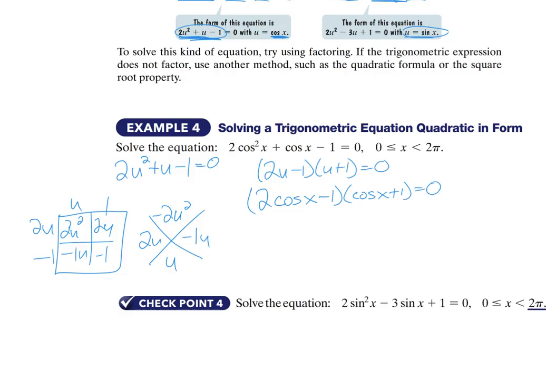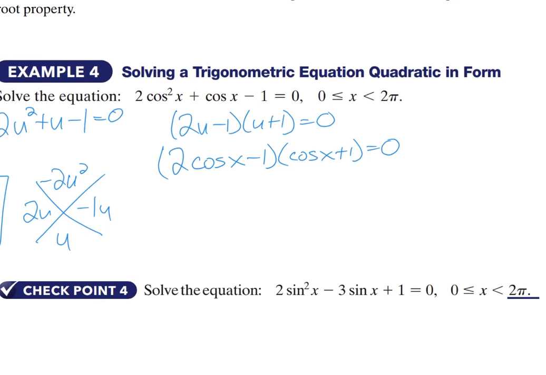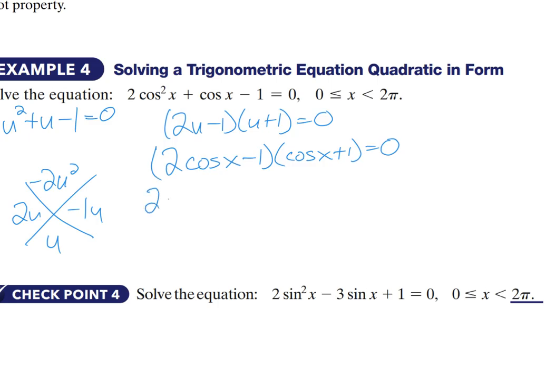Now I'm going to set each of these factors equal to 0. So I've got 2 cosine of x minus 1 equals 0, and cosine of x plus 1 equals 0. And we solve each of these individually. So on this side I have cosine of x equals 1/2, and on this I have cosine of x equals negative 1.